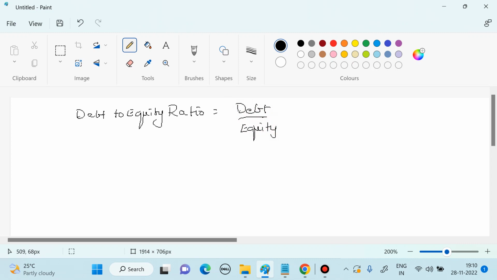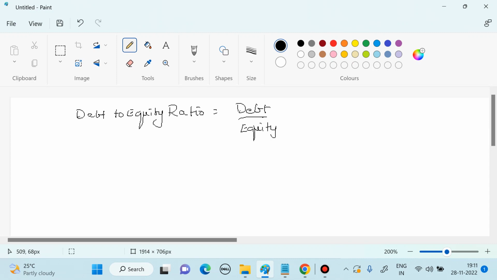What is debt here? Debt normally represents the amounts which are owed to outsiders and which are long term in nature. So normally it is long-term borrowings and long-term provisions which comprise the debt. And what is equity? Equity is the amount which is owed to the shareholders. So shareholders' fund represents equity. There are different ways, on the basis of information given in the question, we will use different formulas to calculate these two amounts.